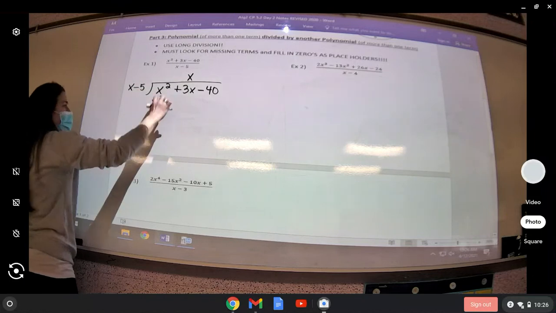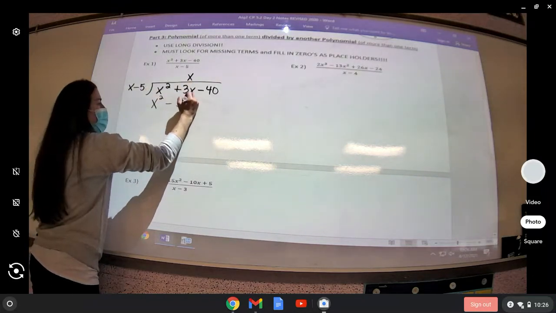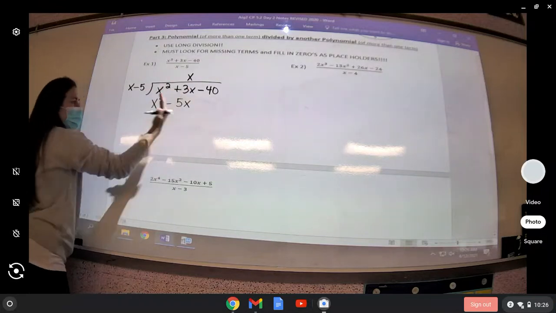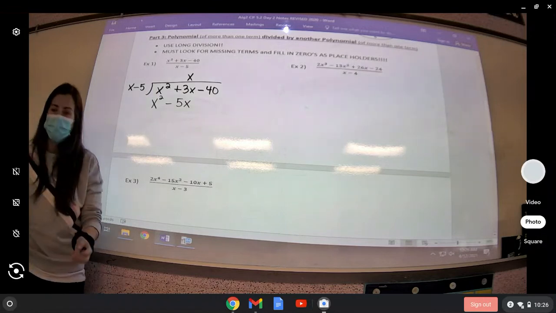X times x is x squared. What's x times negative 5? Negative 5x. So see how my x squareds and my x's all line up. Everything has a place. All right, so that's the multiplication step.